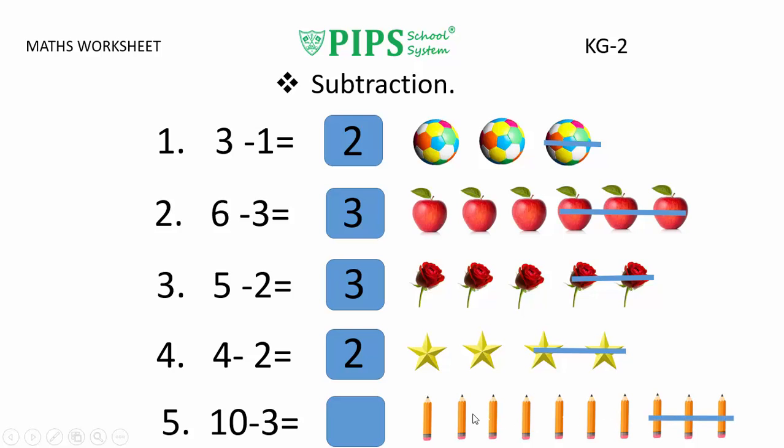How many pencils are left? Let us count. 1, 2, 3, 4, 5, 6, 7. 7 pencils are left. Now we will write the number 7 in the empty box like this.